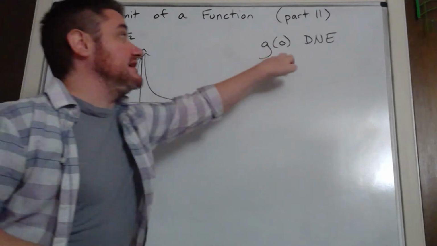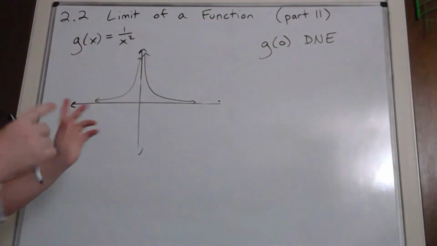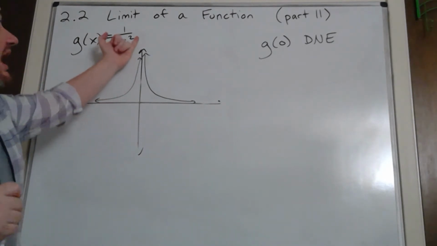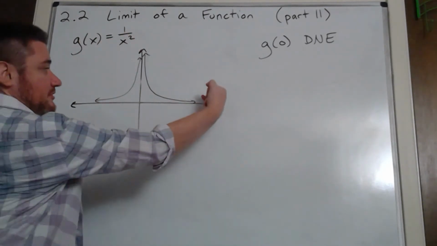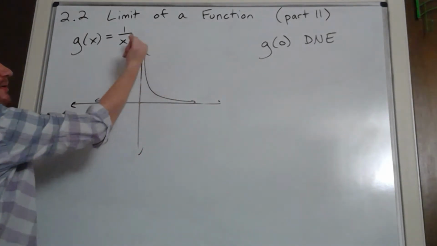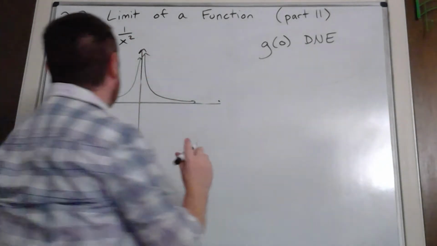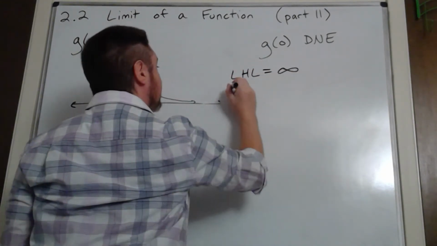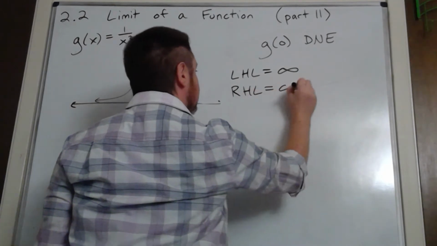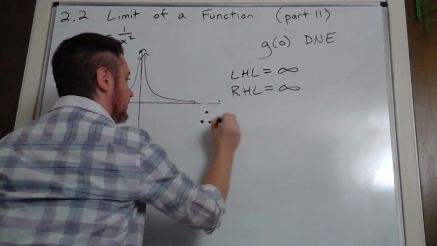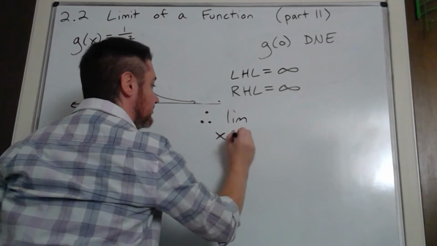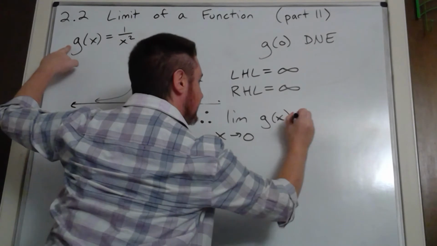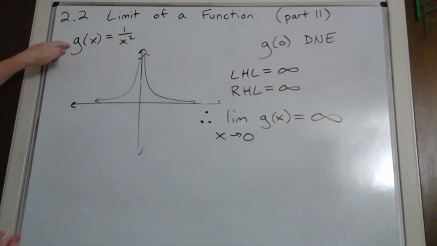So there we go. So let me just maybe talk through the left hand and the right hand. So the function doesn't exist at 0. It exists everywhere else, but g of 0 itself doesn't exist. As I approach from the left, it's climbing towards positive infinity. And as I approach from the right, it's also climbing towards positive infinity. So without writing the left-hand side, let me do this shorthand. Left-hand limit equals infinity. Right-hand limit equals infinity. Therefore, the limit in general as x approaches 0 of my function g, don't want to say f anymore, g of x is equal to infinity.